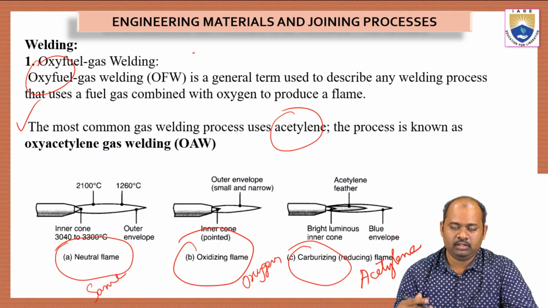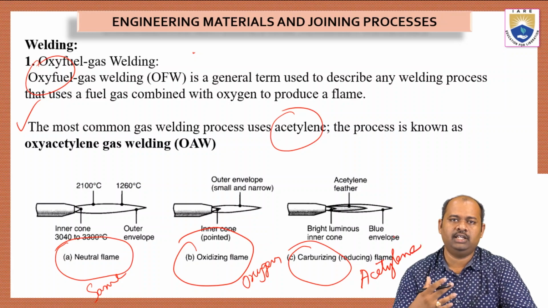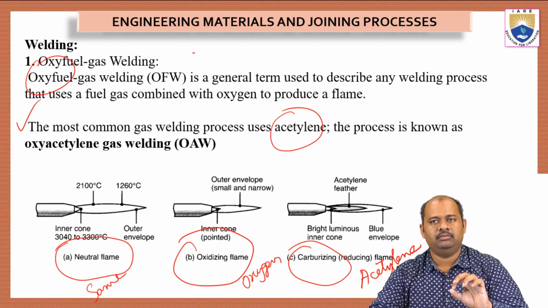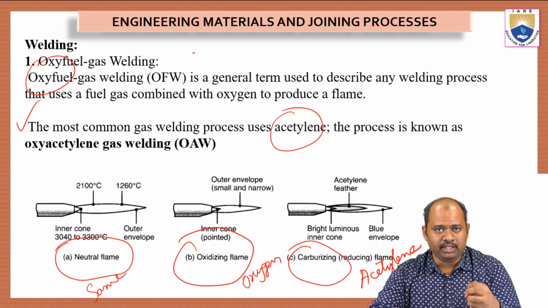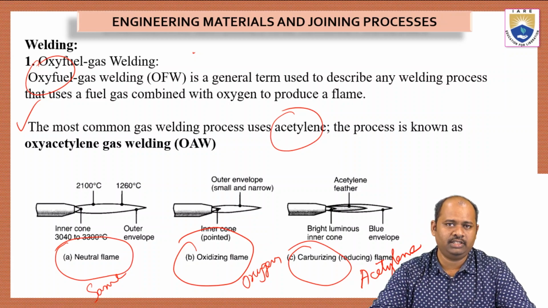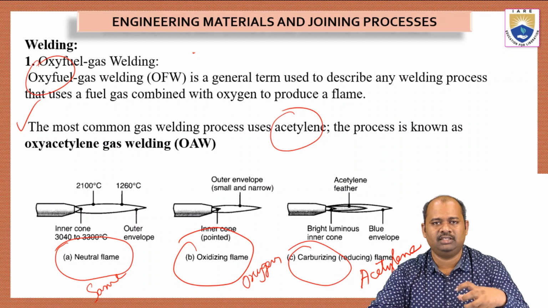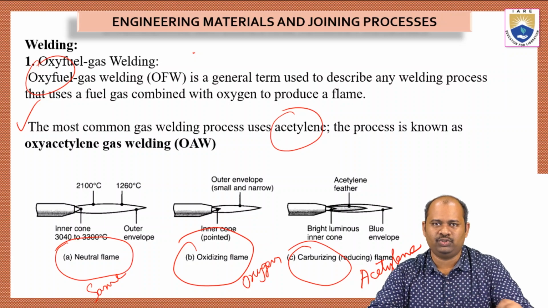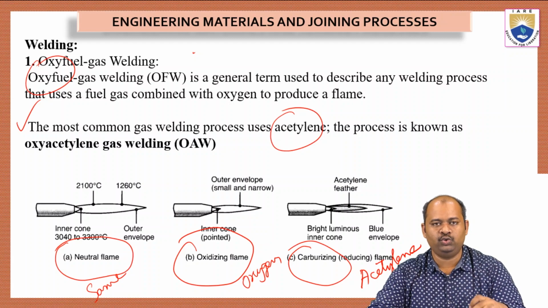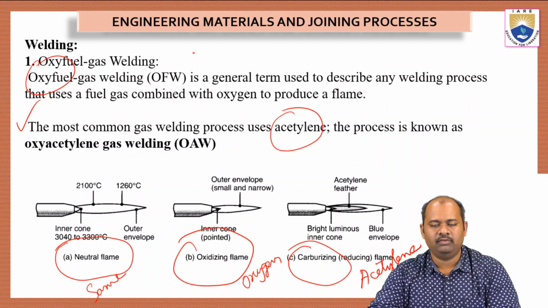So because of these different compositions, we can get different types of flames. Depending on the composition, we'll get different flames, and these different flames have different applications also. They are not simply made and used. Depending on the type of metal we have to weld, we should choose a particular type of flame.